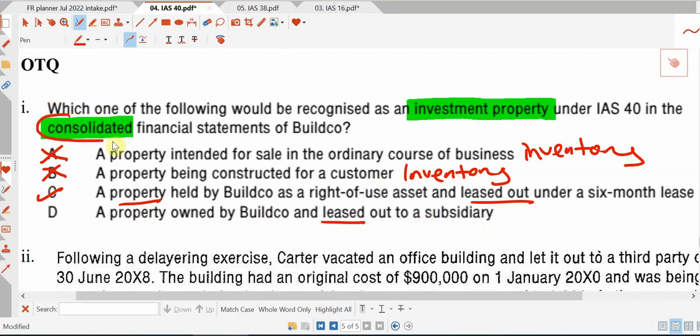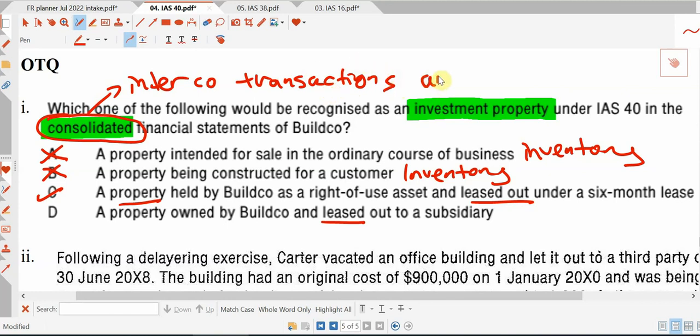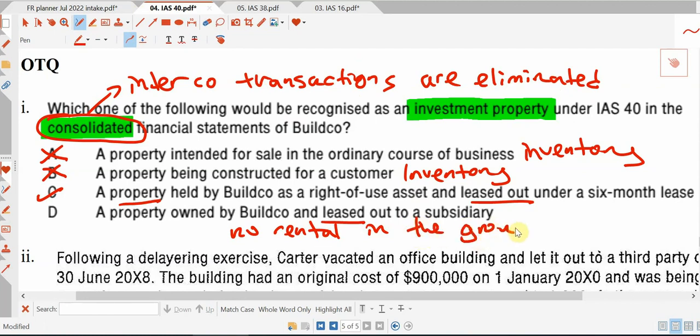And then? Yes, in the consol, right? Now, in the group account, right? The intercompany transactions are eliminated. So from the group account, there is no rental. We remove already, okay? So intercompany transactions are eliminated. So there is no rental in the group account. So the group list is PPE, yeah? Because it's used by the subsidiary in the group.